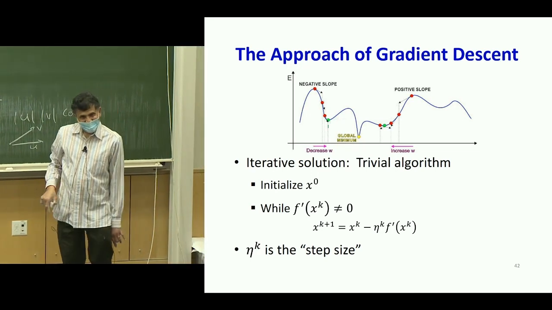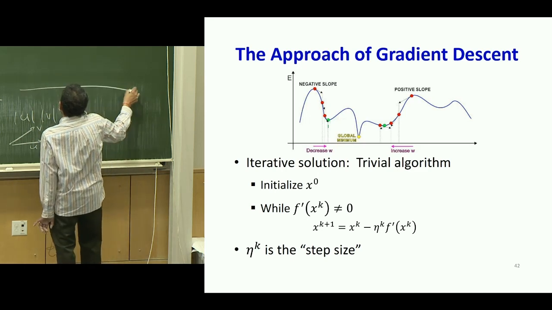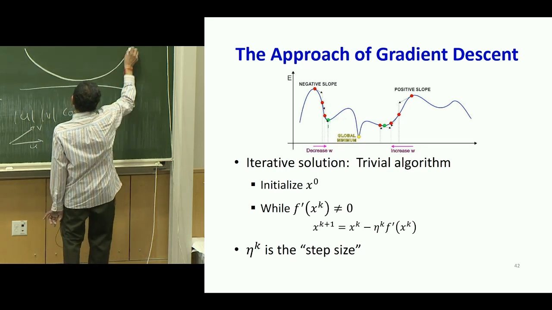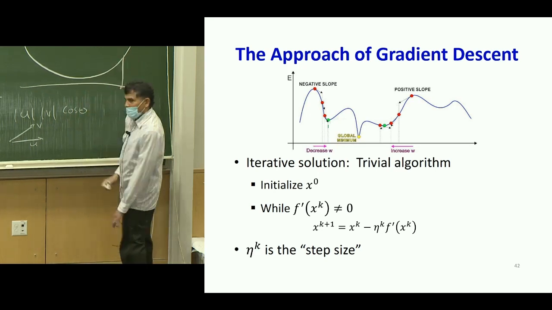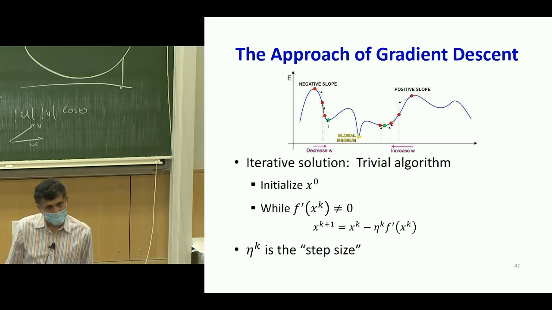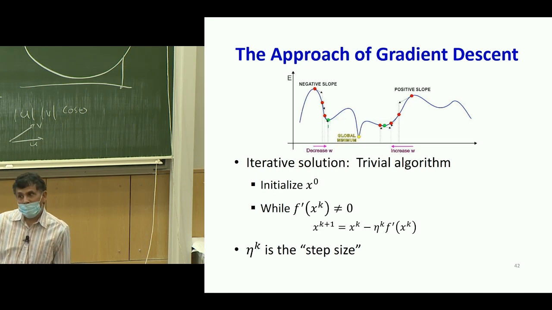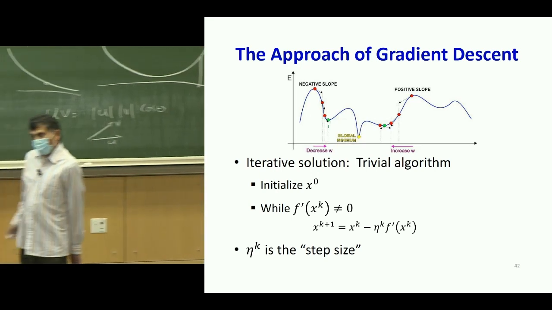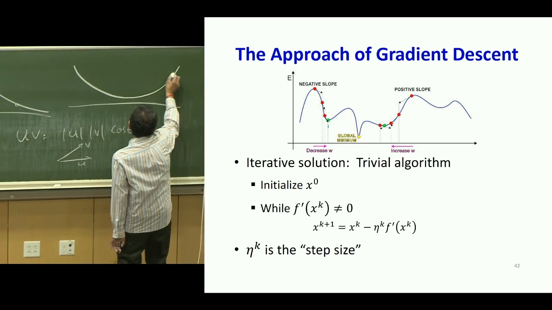Suppose I have a function of this kind, and my current estimate is over here. Is the magnitude of the derivative going to be large or small? Larger, okay? Am I close to the minimum or far away from it? I'm relatively far away, right? So do you want to take a bigger step or a smaller step? You want to take a bigger step out here, right?